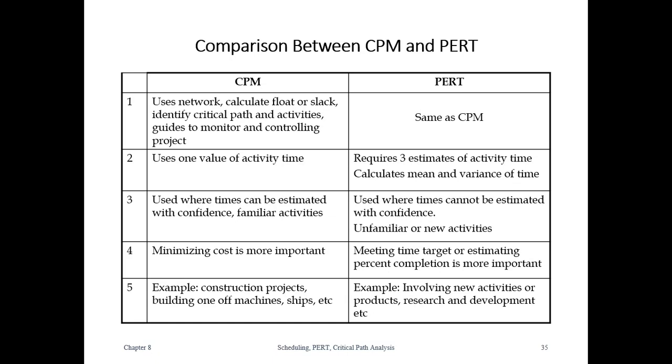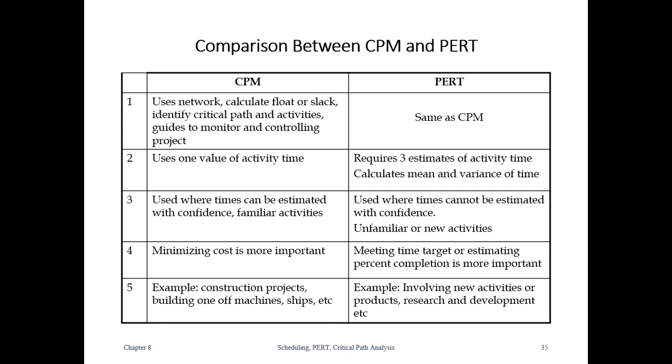Now, CPM uses one value of time for each activity, because CPM is normally used for projects which are deterministic. For example, in the case of construction projects, shipbuilding, or the construction of different mechanical, biomedical or electrical equipment. In such cases, the time that it takes for completing each activity is well known. In such cases, we can go for the CPM network.